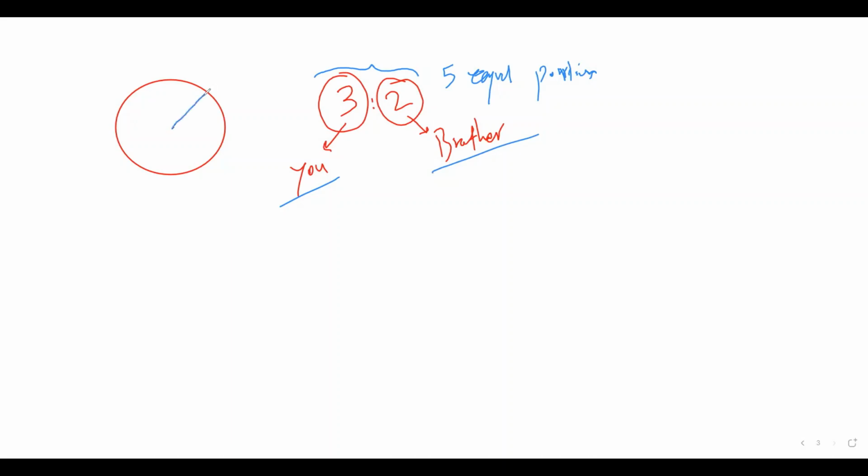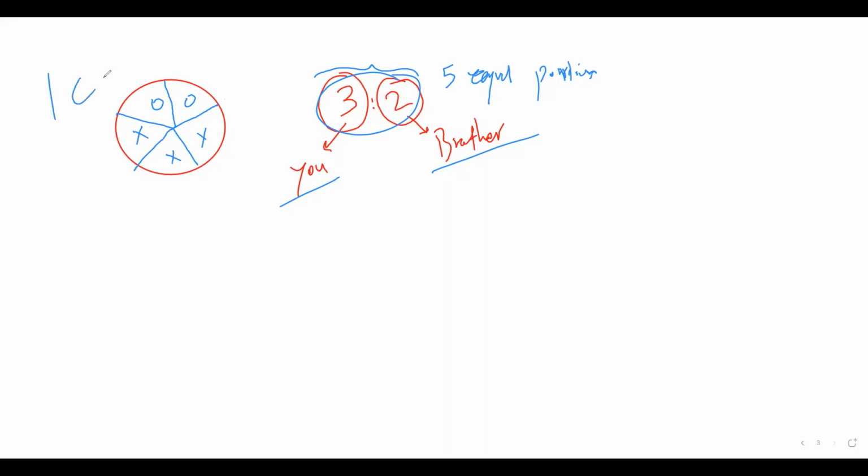So that would be something like this. 2, okay, 3, and let me erase this one. All right, so I hope that's 5 equal portions. So your brother gets these 2 and you get the remaining 3. So you get the idea. If you get a question of this type, dividing a quantity in a given ratio, all you have to do is just add up these 2 numbers, and then you continue from there.